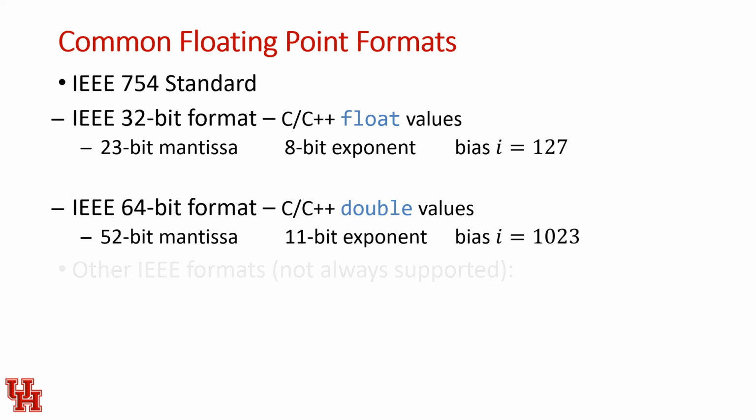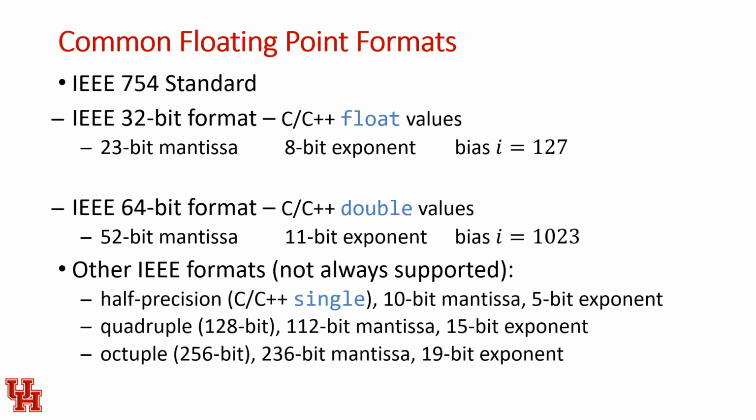Several other formats are mentioned in the IEEE standard, but are generally not implemented in hardware. The most common of these is half precision, which is available on some systems, such as NVIDIA GPUs, by using the single data type in C, C++, or CUDA.